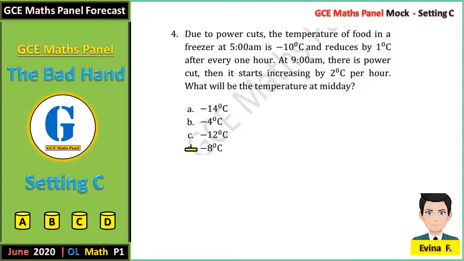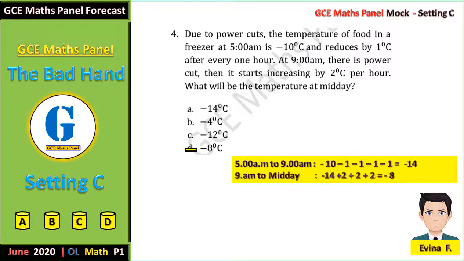Question 4. Due to power cuts, the temperature of food in the freezer at 5 a.m. is minus 10 degrees Celsius and reduced by 1 degree Celsius after every 1 hour. At 9 a.m. there is a power cut, then it starts increasing by 2 degrees Celsius per hour. What will be the temperature at midday? At 5 a.m. to 9 a.m. we have 2 intervals. It reduces by 1 degree Celsius per hour.